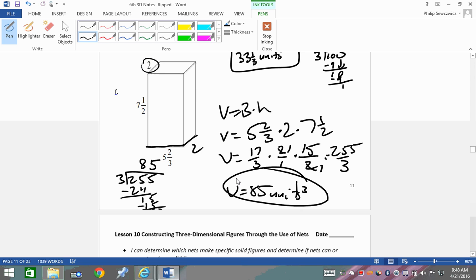That's it. That's all we have for today. All right. So again, volume. Area of the base times the height. Don't get upset just because you've got some fractions to deal with. That was easy.